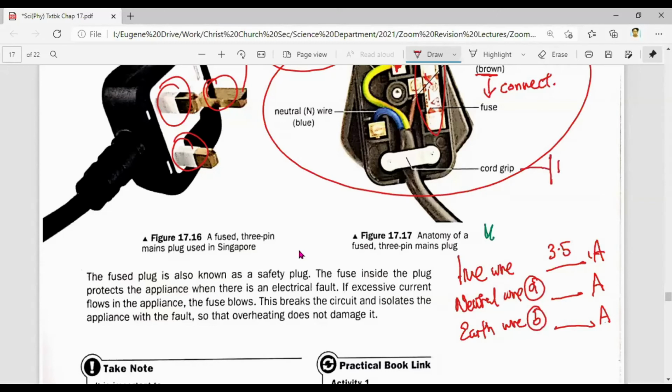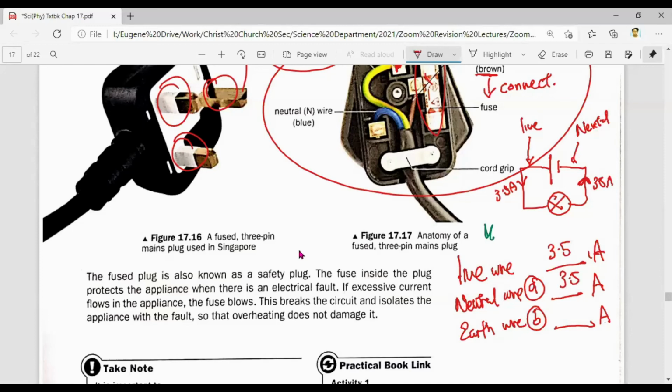Think in terms of a light bulb. Remember I told you this wire here is like the live wire. This wire here is like the neutral wire. So if 3.5 ampere flows through here, how much current is flowing through the neutral wire? Remember, current flows like this, 3.5, 3.5, 3.5, flows through the appliance, and then it goes back to neutral. So the current actually flowing through here is also 3.5 ampere. So the neutral wire should always have the same current as the live wire.